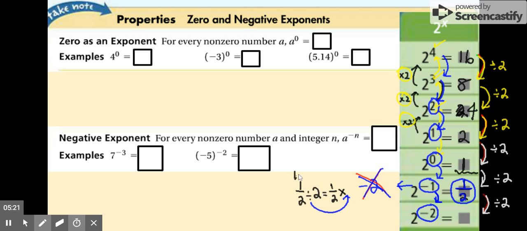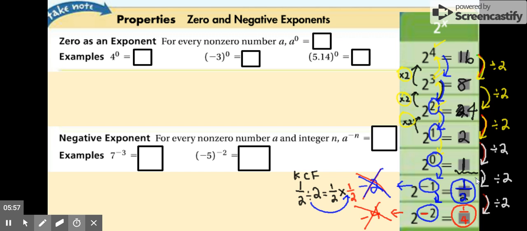And you're going to keep, change, flip. You're going to flip 2 over 1 to 1 over 2. So 1 over 2 times 1 over 2 is going to be 1 over 4. So 2 to the negative second power is not negative 4. No, it's not a negative number. This negative doesn't do anything for the sign of the number. So it's going to be 1 over 4.